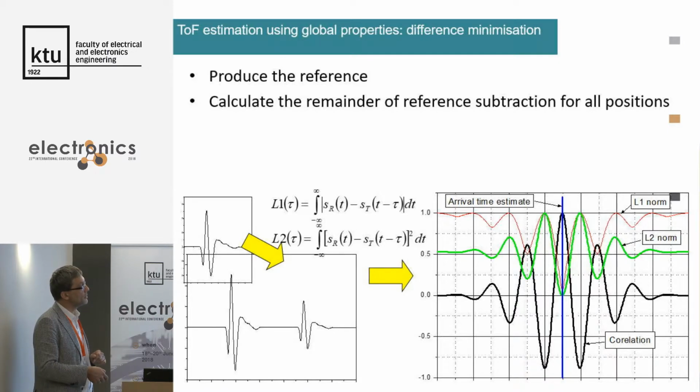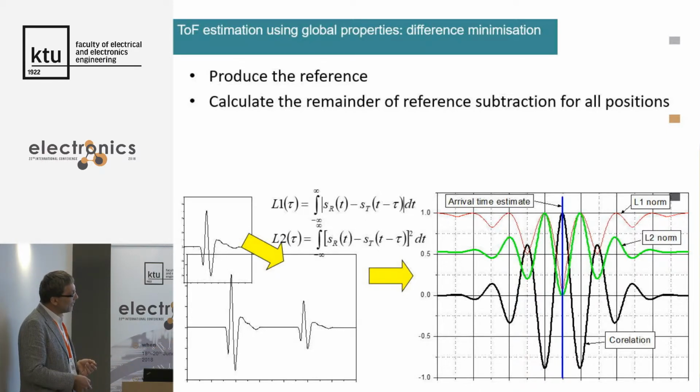You can see correlation is giving you the peak here, but the L1 norm and L2 norm are giving the minimum here. The example presented here is when both the reference signal and the received signal have the same amplitude, but if the signals have different amplitudes, of course the minima will not go down to 0, but to a certain level. Anyway, it will be a minimum.